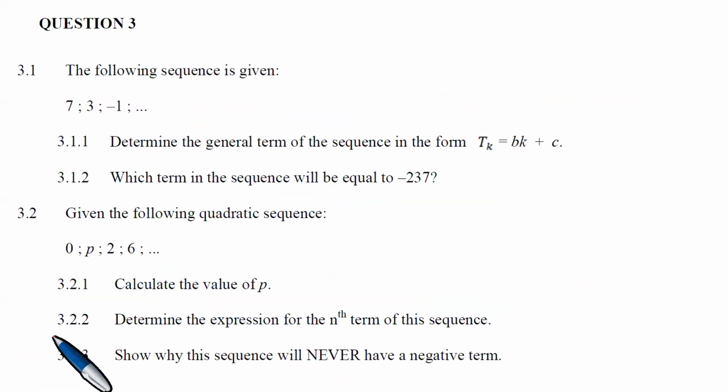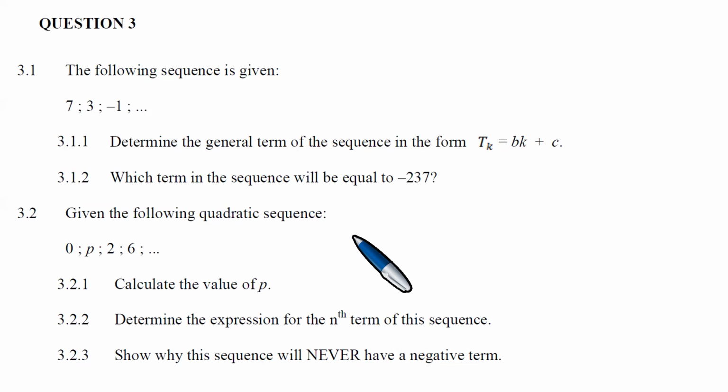In question 3 now, we're looking at number patterns. Let's deal with these number patterns. 3.1: the following sequence is given, 7, 3, minus 1. Determine the general term of the sequence in the form Tk equals something. What is the general term of this sequence? Where do we start here? What do we do? Anyone home?